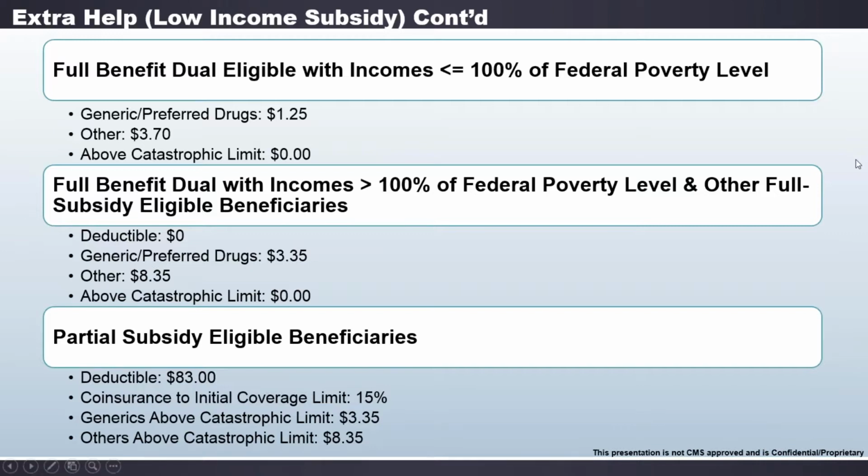And then you have partial subsidies. So if they qualify for partial, maybe they're not at 100% poverty level, but they do qualify for some of the income subsidy. Their deductible would be lowered to $83. Their coinsurance and initial coverage limit would be 15%, and the generic prescription coverage would be about a 15% fee for them to pay, and then anything above that catastrophic would be $8.35 that they would have to pay towards each prescription.